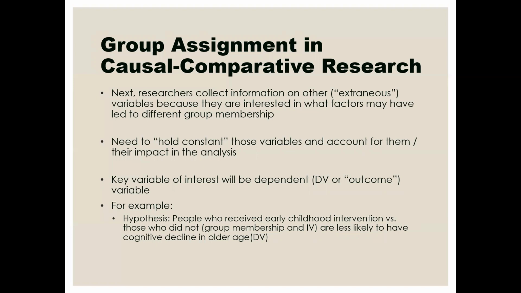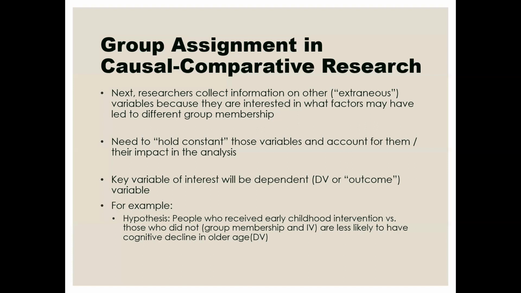So people who received early childhood intervention versus those who did not receive intervention are less likely to have cognitive decline. So of course I'm looking at cognitive decline in people, right, in older adults. And I want to go back and look at early predictors. So I never assigned anyone into those who received Head Start or any kind of reading or intervention programs. But in society, some people receive those programs and some people don't.